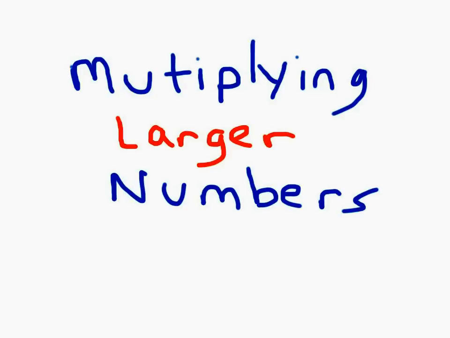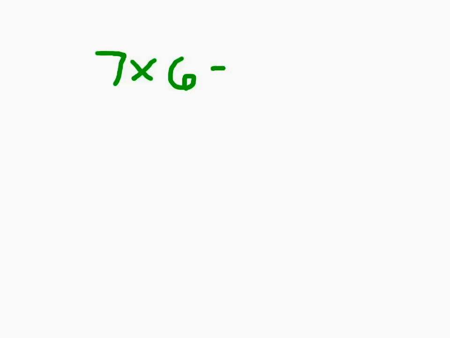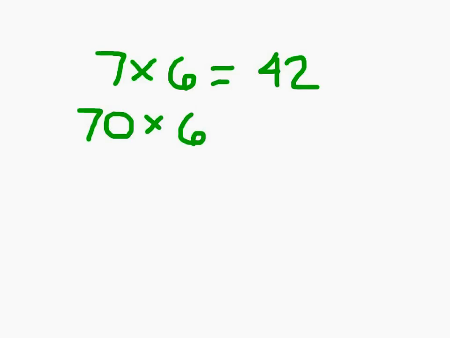Let's work with multiplying larger numbers. When we're multiplying larger numbers, it'll help to know your basic math facts. So we had 7 times 6 equaling 42. Now if we had 7 tens times 6, we would end up with 42 tens. And the way we write 42 tens is like that there.